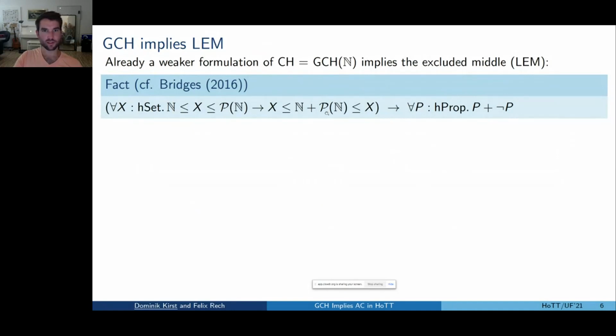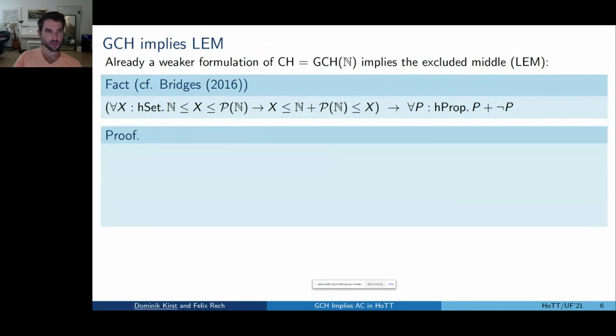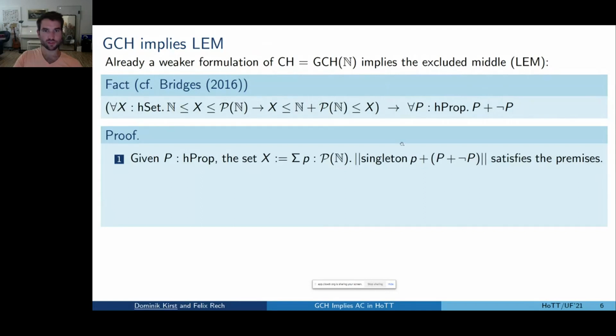This is just the continuum hypothesis, so the instance of GCH for the natural numbers. And now the claim is, if this holds, then from it we can derive excluded middle. And the proof is basically just using the right type for X, the set in between, and we use the type of all singleton predicates on the natural numbers. So either P is a singleton, or we assume a decision for P or not P. And then we can show that this type X satisfies the condition here.